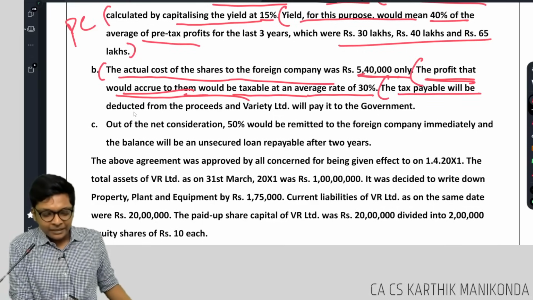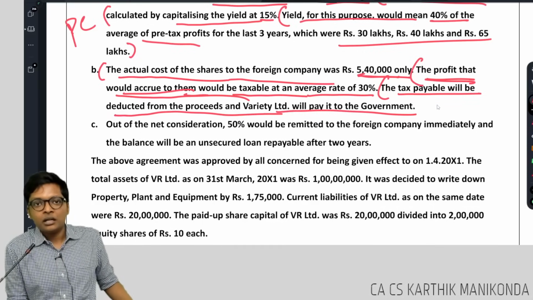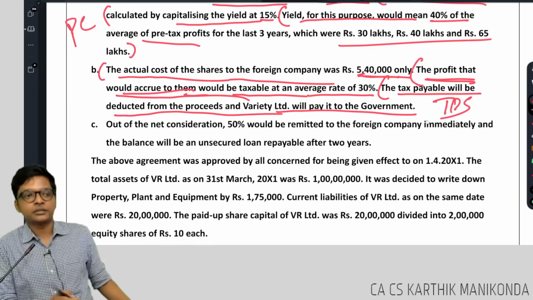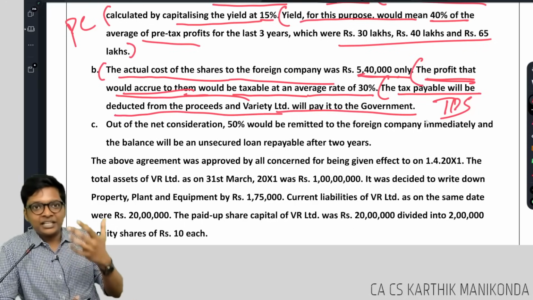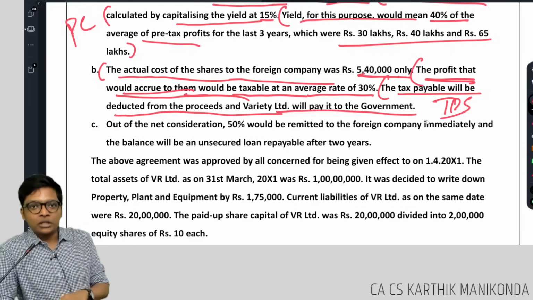The tax payable will be deducted from the proceeds and Variety will pay to the government. What is that? TDS. So whatever consideration I have to pay, I will deduct my TDS and the balance only will be paid to the foreign entity.